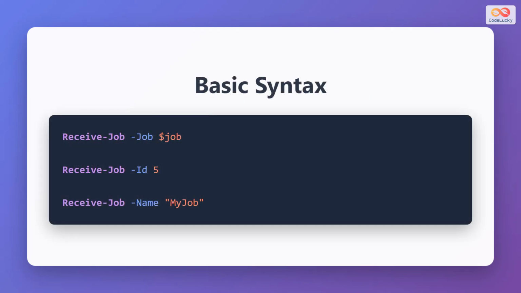The basic syntax of receive-job is straightforward. You can use it with the -job parameter followed by a job object, with the -id parameter followed by a job ID number, or with the -name parameter followed by a job name in quotes. These three methods give you flexibility in how you reference the jobs you want results from.